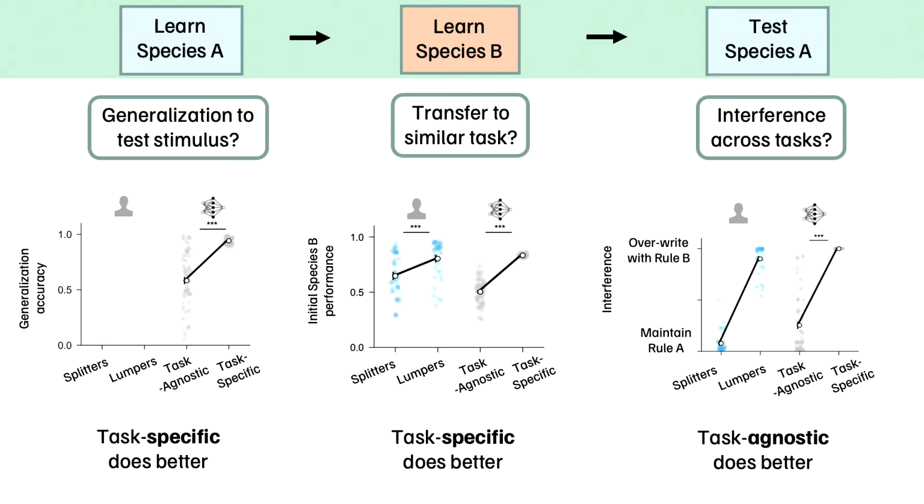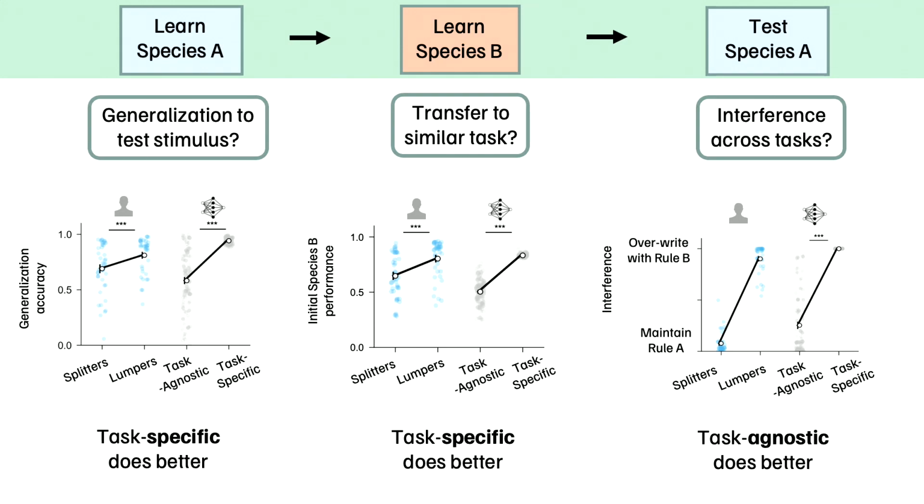So if we look at the initial species B, we actually find the same thing happens as in the networks. That is, the lumpers who've generalized across the tasks are able to learn that similar task faster, whereas the splitters who are separating everything are slower at learning that new task. And also, if we look at generalization accuracy at the very beginning, the lumpers from the beginning were better at using that rule and generalizing than the splitters who were potentially memorizing everything separately.